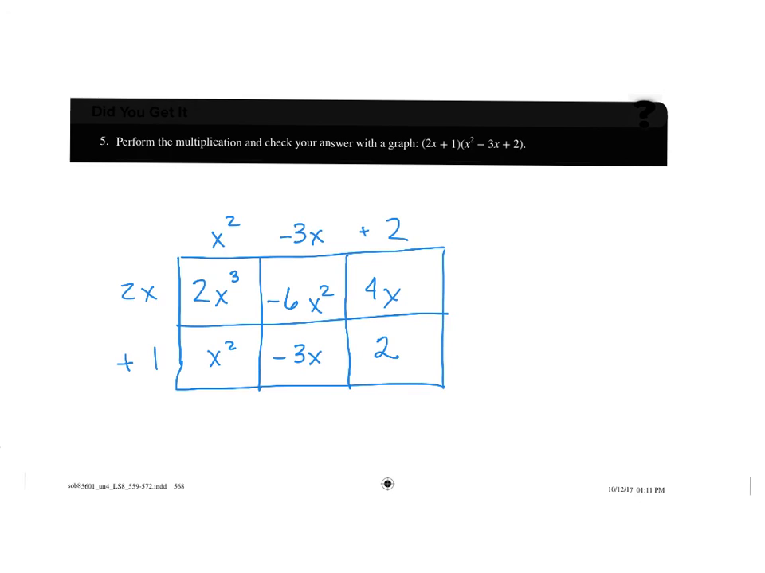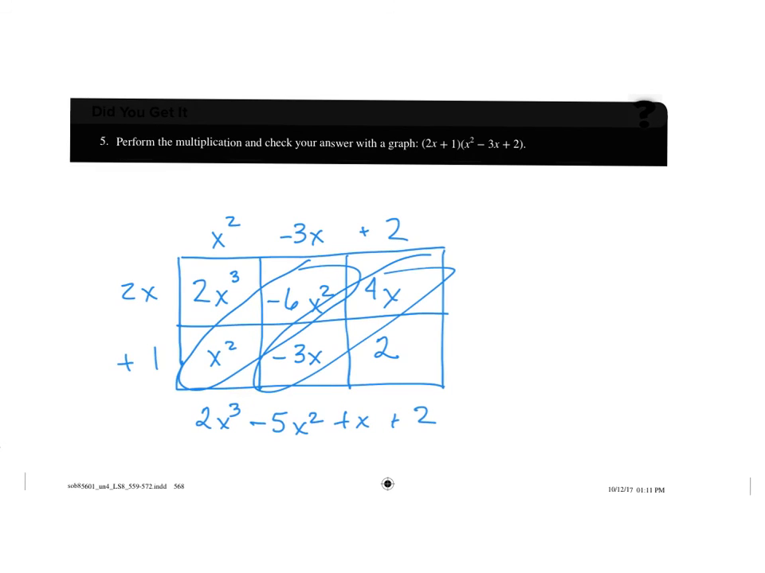Now let's combine like terms. I have 2x cubed. Let's look at my x squareds. That gives me minus 5x squared. Let's look at my x's. I have plus x and then plus 2.